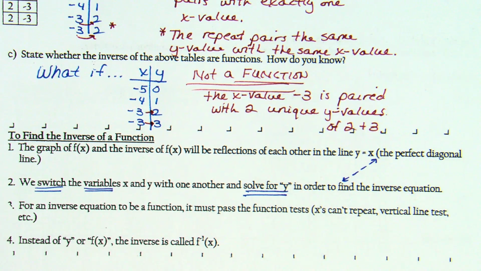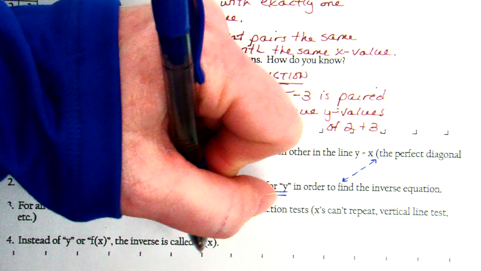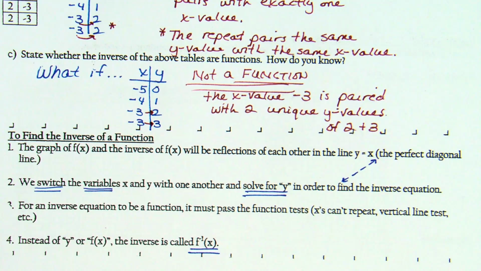Okay? And then when we get done with switching our variables and solving for y, instead of leaving it as y equals, we'll express our answer as f inverse of x. So when we get to the end, instead we'll flip out y and say f inverse of x. Let's try one. And then we'll come back to them next week.